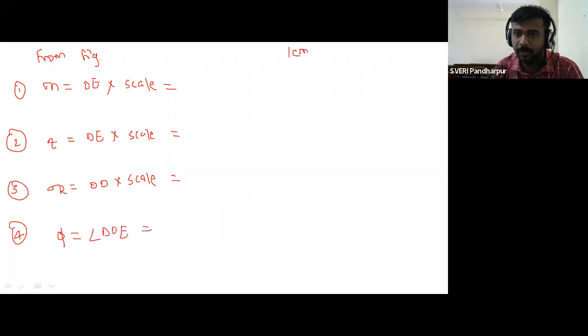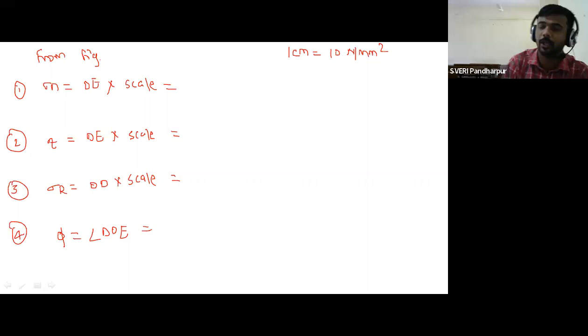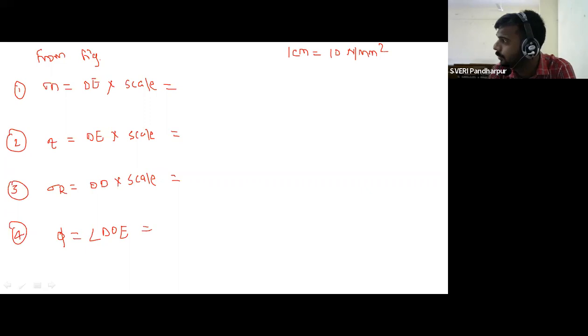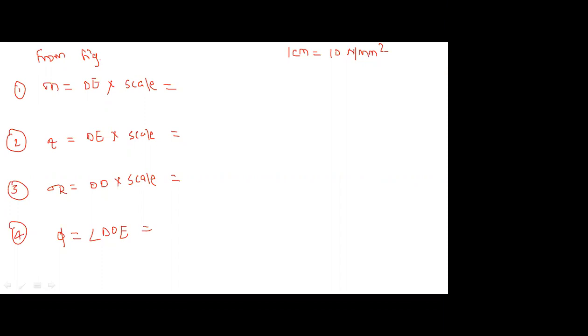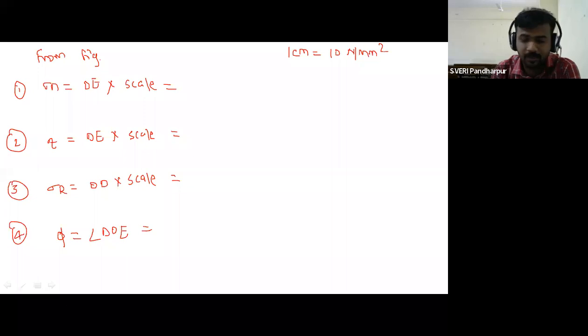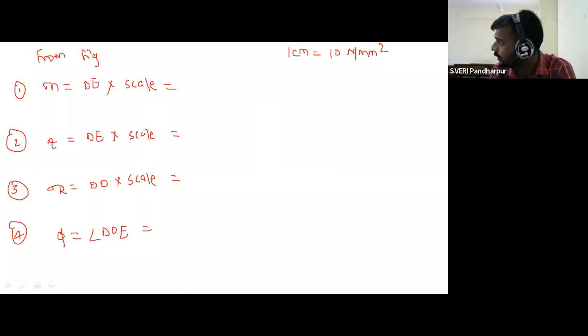We have selected 1 centimeter is equal to 10 Newton per mm square. So now measure all the distances from your respective figures and tell me the answers. What is the OE distance? Okay, 4.61 answer. Any other answer? 4.6. Okay. So represent your answer in the chat box, from your respective figure. Whatever answer you got from your respective figure, that you have to write.